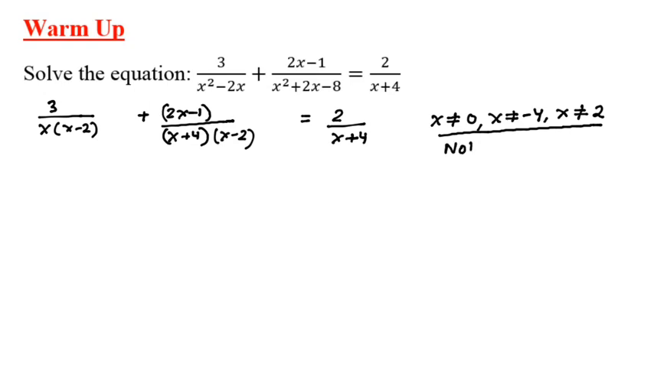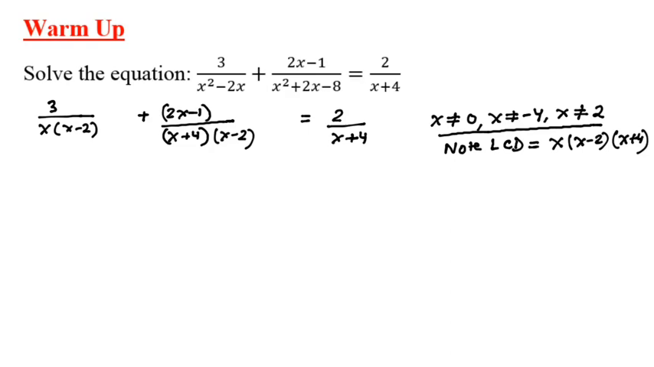Also note that the LCD, that is the least common denominator, is equal to the product of all factors, that is x times x minus 2 times x plus 4. What we do is we multiply throughout by that LCD to remove the fraction.